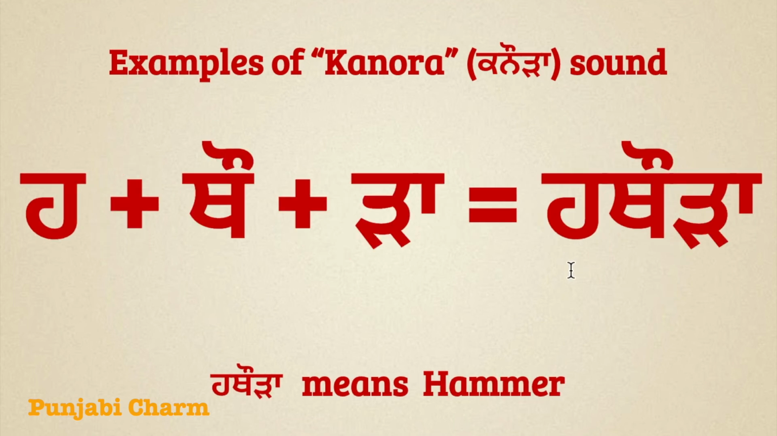The next word is hathoda. Hathoda means hammer. And to read this word, we can say hahe nu mukta ha, thathe nu Kanora tha, rare nu Kannada, Hathoda. You can repeat after me. Hathoda. Let's check out next word.